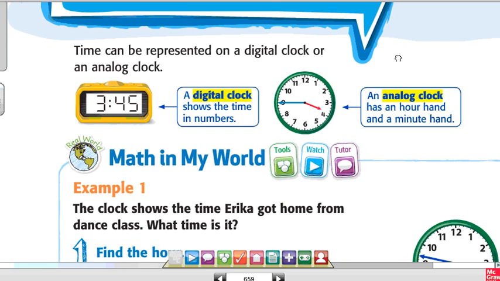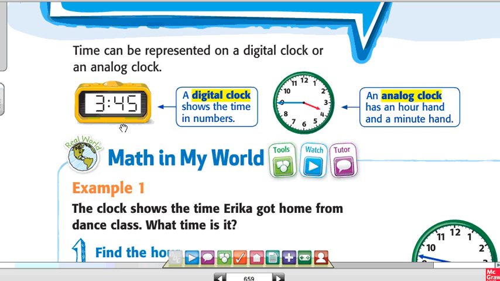Some of you are accustomed to using this clock right here. That's called a digital clock. It shows the time in numbers. The analog clock has an hour hand, which, by the way, this is the hour hand, the red one, and a minute hand. The minute hand is the blue one. By the way, the minute hand is the one that basically touches the big numbers, right? The hour hand, does it go all the way to the end of the circle? No, it doesn't.